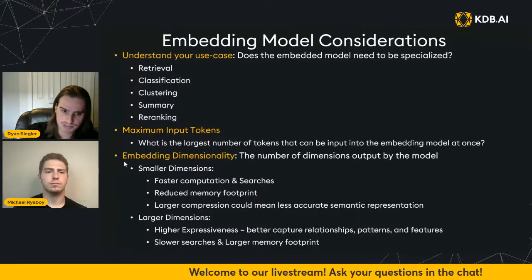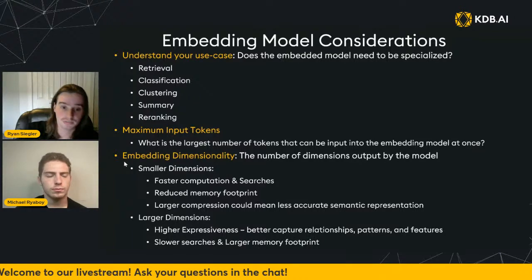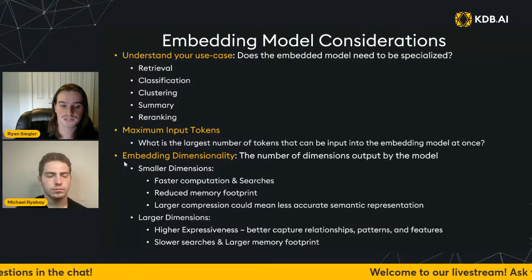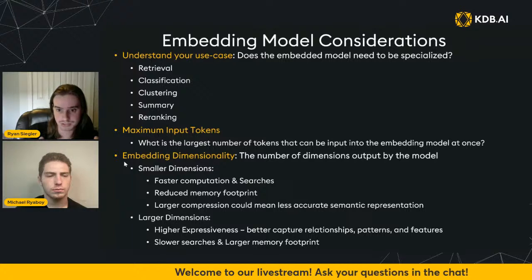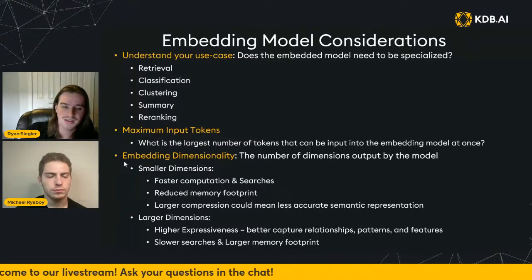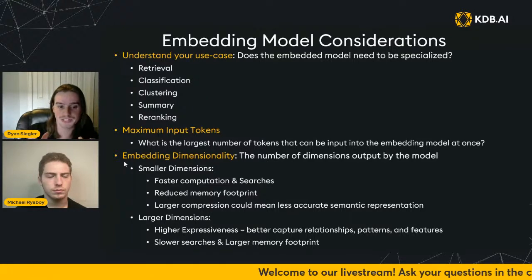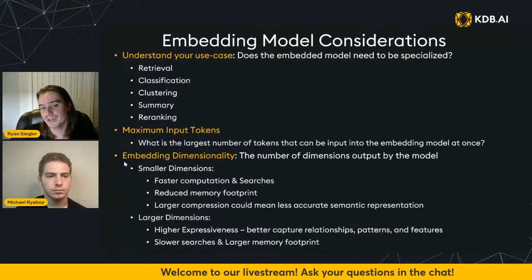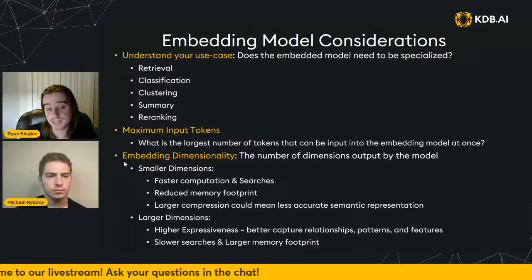That means you're going to get faster computation. Your similarity searches, once loaded into the vector database, are going to run faster because the vectors have fewer dimensions and are less complex. You're going to have a significantly reduced memory footprint because the vectors are significantly smaller than a vector that's thousands of dimensions long. But of course, the downside is you're compressing your original data into 300-something dimensions rather than several thousand dimensions. So you're compressing it more, and it could mean you're getting a less accurate semantic representation.